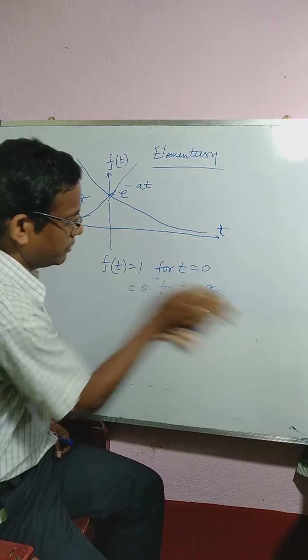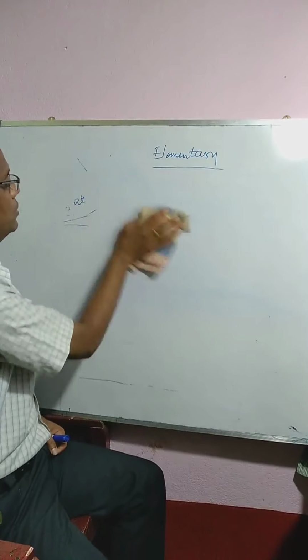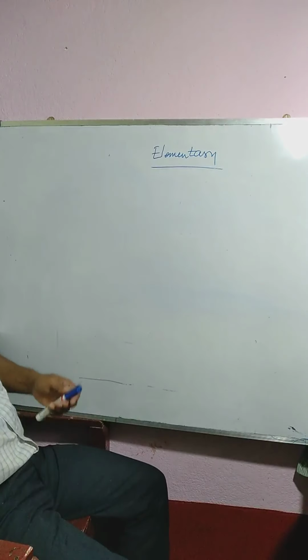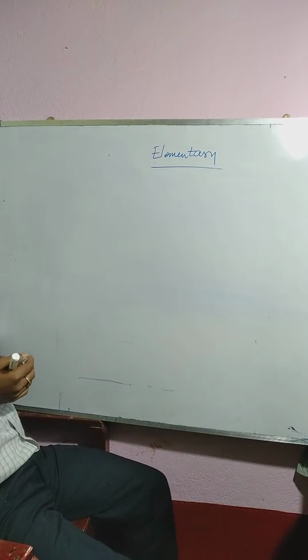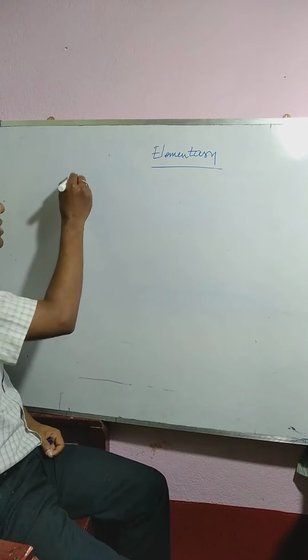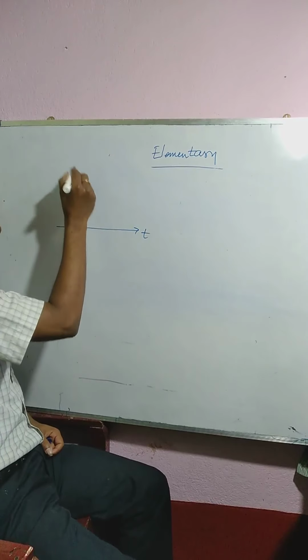Now we will see another family of elementary signals, that is unit step, unit ramp, unit impulse, like that. At first we will see the unit step signal. This is t and this is g(t).